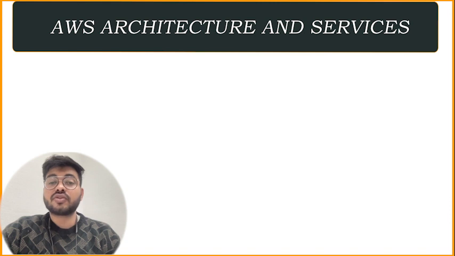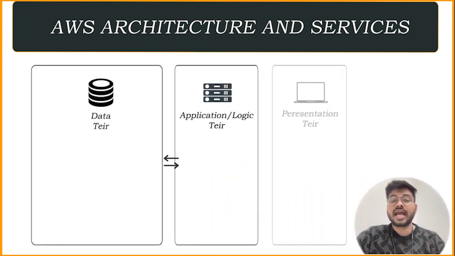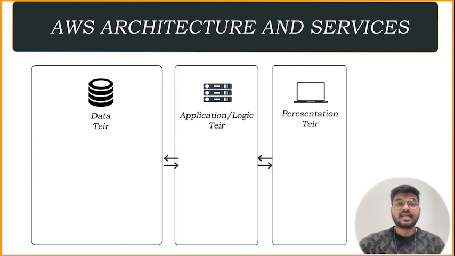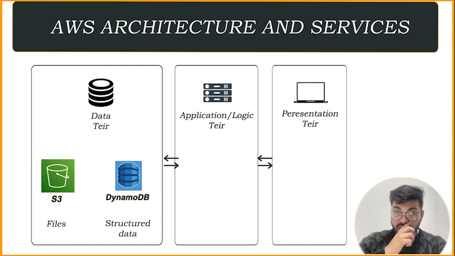Every application follows a three-tier architecture, which is data tier, application logic tier, and presentation tier. Let's talk about the data tier. Data tier corresponds to the data of the application. AWS provides us two services for that, S3 and DynamoDB. If we want to store some files like images, Excel, CSV, etc., you can use S3. If you want to store some structured data like JSON, then you should use DynamoDB.